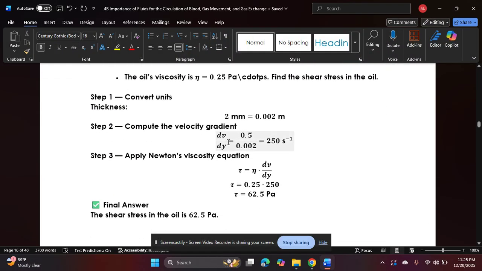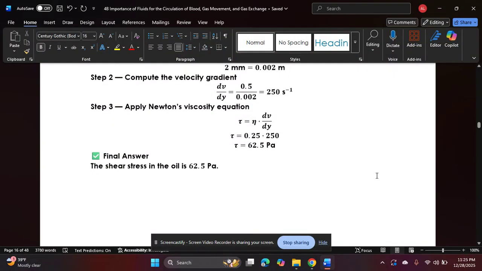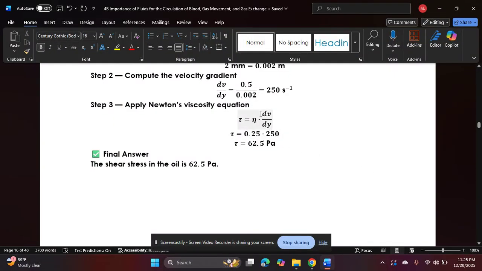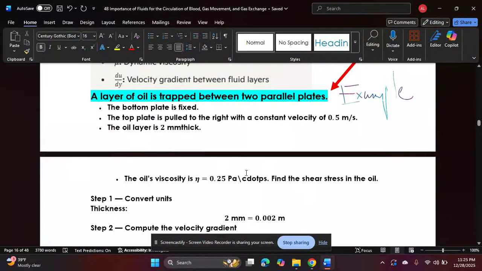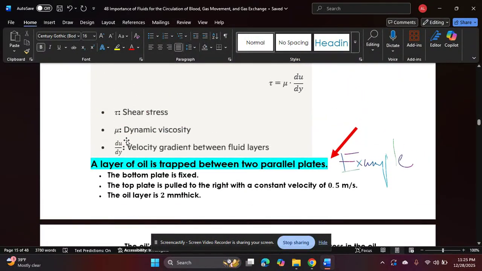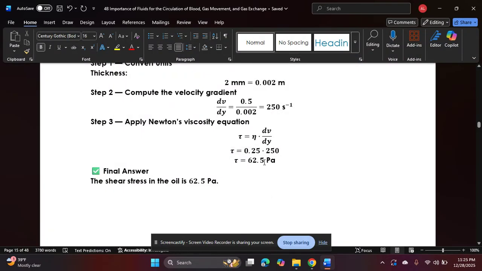So compute the velocity gradient dV by dy, 0.5 divided by 0.002, since 2 millimeters is 0.002 meter, so 250 second raised to minus 1. Apply Newton's law of viscosity: shear stress equals mu times dV by dy, that's 62.5 pascals. The shear stress in the oil is 62.5 pascals. So as easy as that. Here they use mu for dynamic viscosity, and there they used N. That's the only difference.